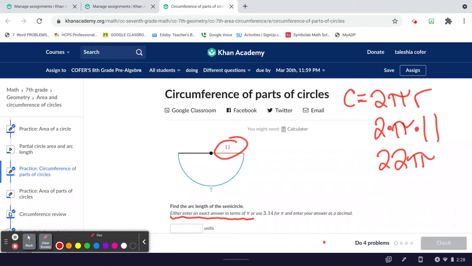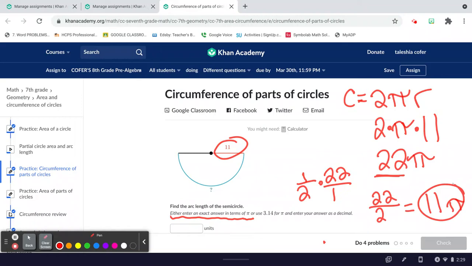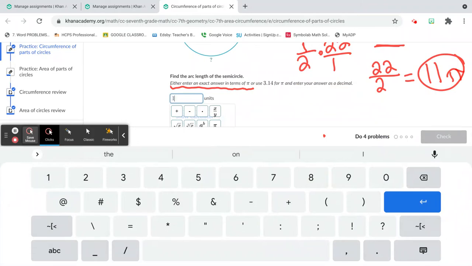That would have been the answer if we had a whole circle. But we did not have the whole circle. We just had half of a circle. So I take my number, which is 22, and I multiply it by 1/2. So 1/2 times 22 over 1. 1 times 22 is 22. 2 times 1 is 2. I know that 22 divided by 2 is 11. So my answer is 11 pi. 11 and the pi symbol.